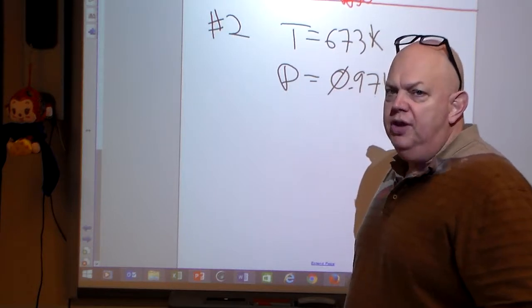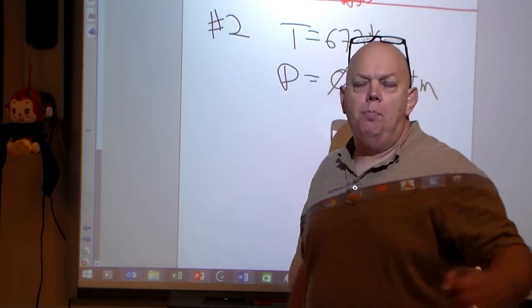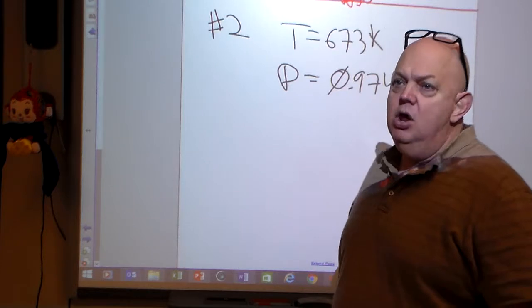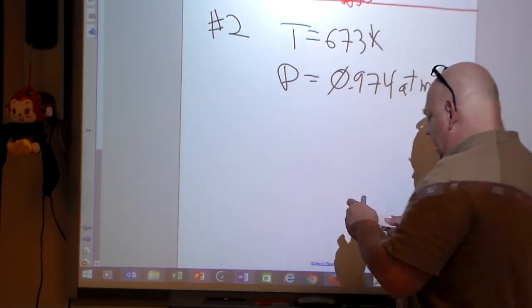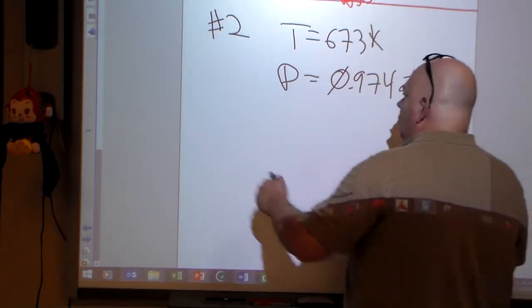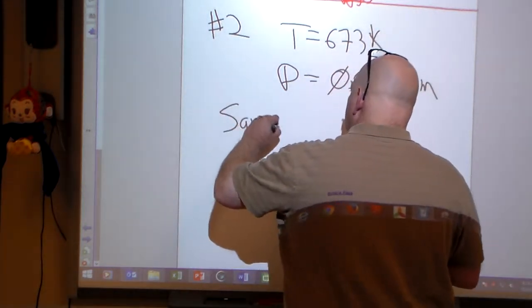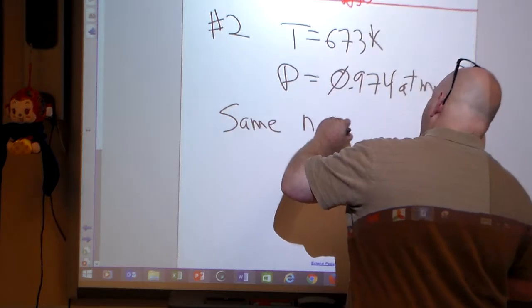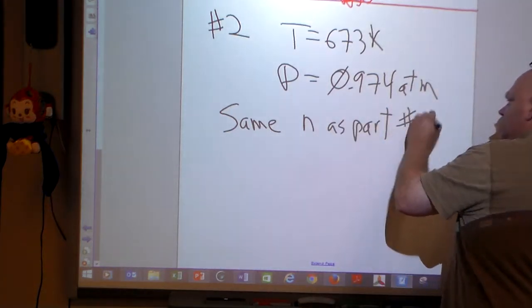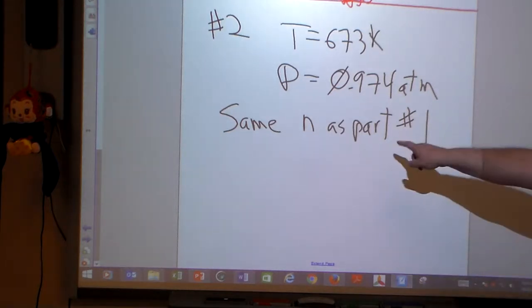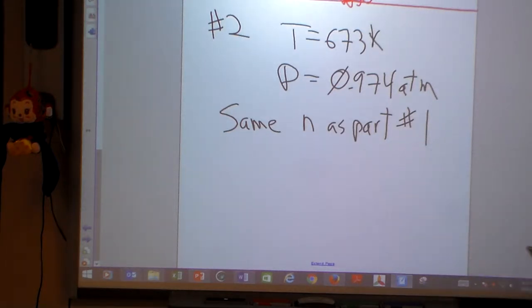The only way that the moles of gas would change is if you opened up the flask and let some of the gas out, which they don't really do that in these problems. So we don't have to worry about that. That's the good news. So it's the same n as part number 1. Because it's the Guerrero way.